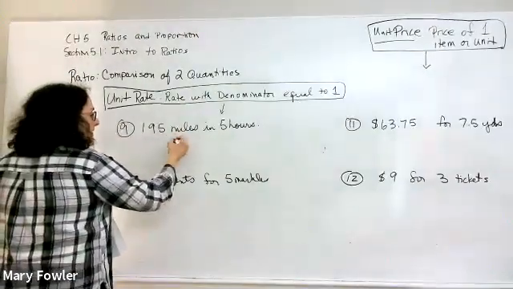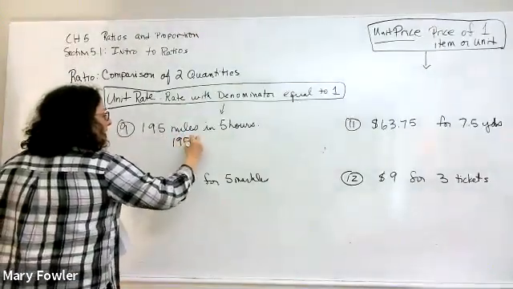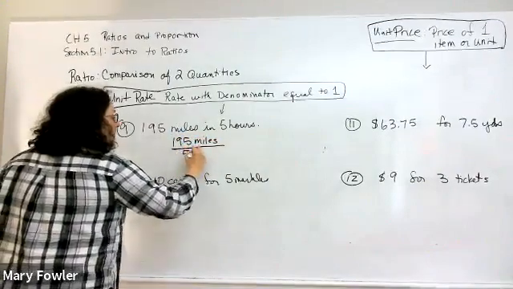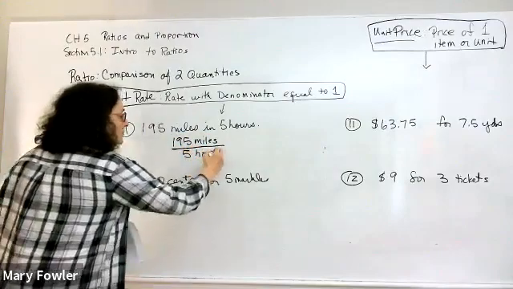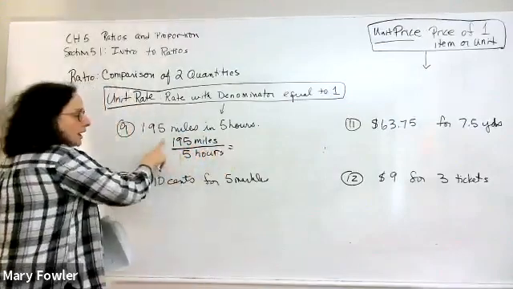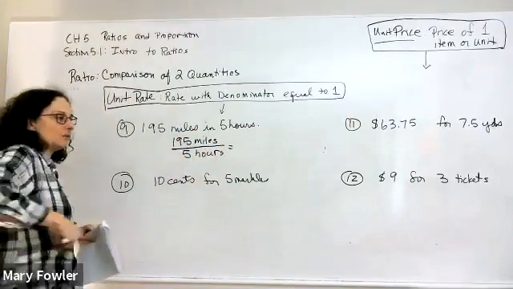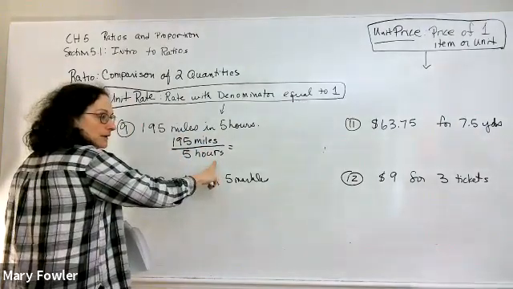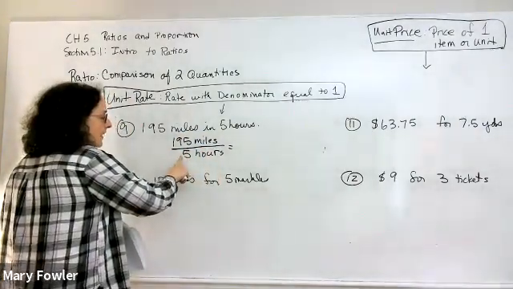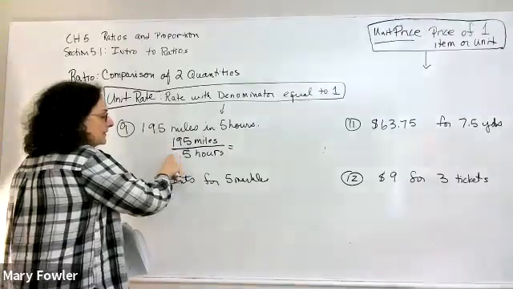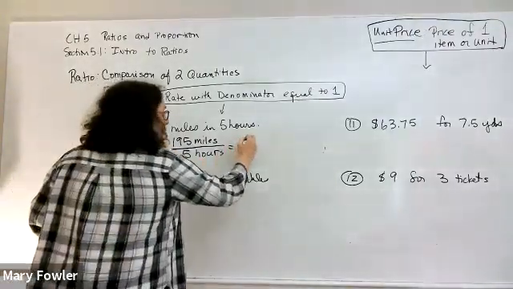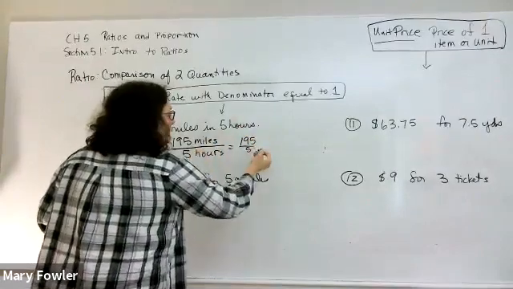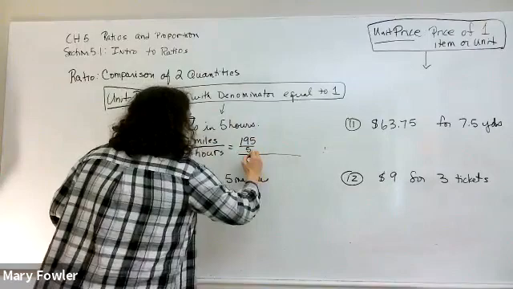So over here, let's set up the rate. It's 195 miles over 5 hours. So we want to determine the unit rate, and that is we want to have the denominator being equal to 1. So since this is a 5, I want to divide both numerator and denominator by 5. So it's going to be 195 over 5, and 5 over 5.